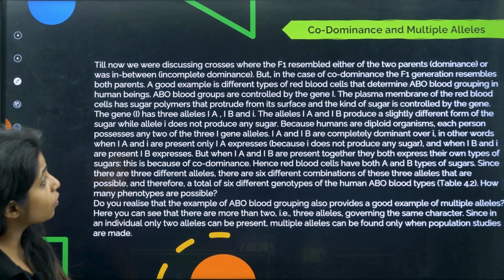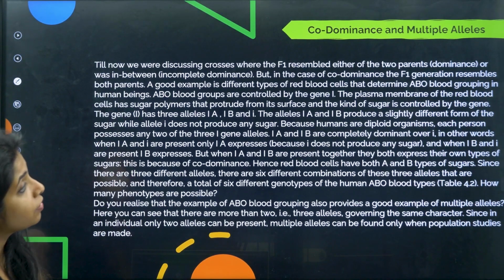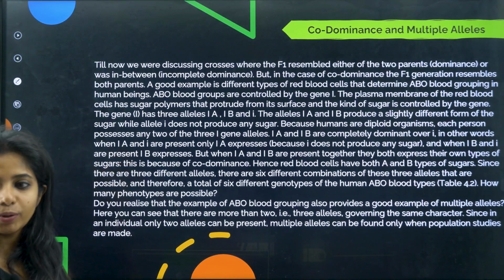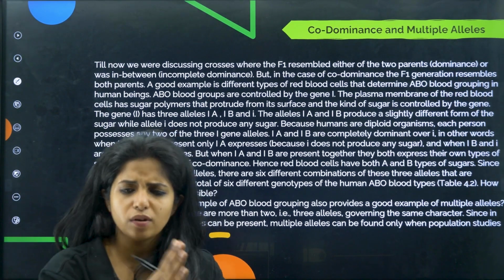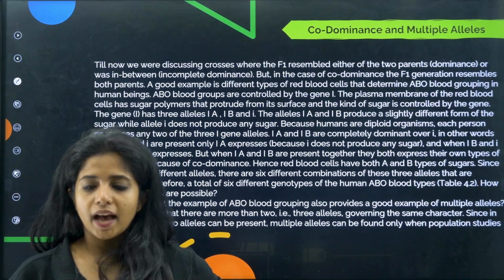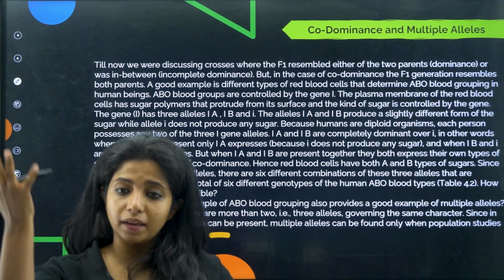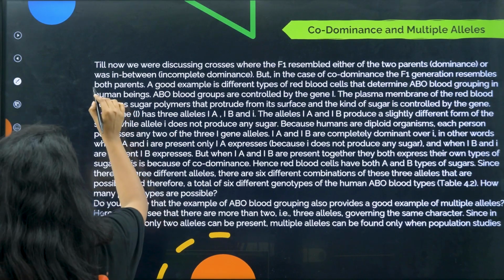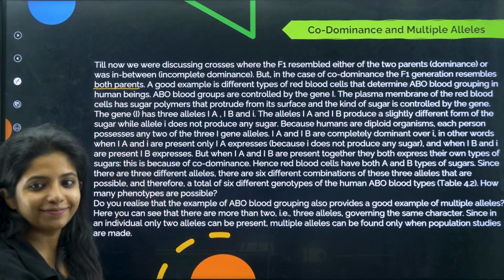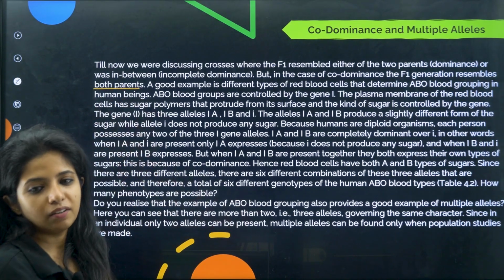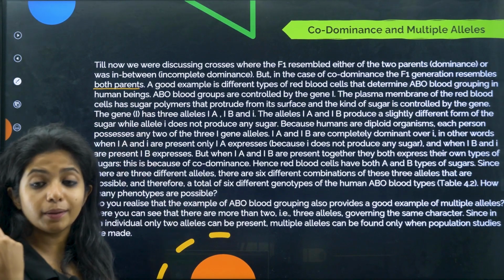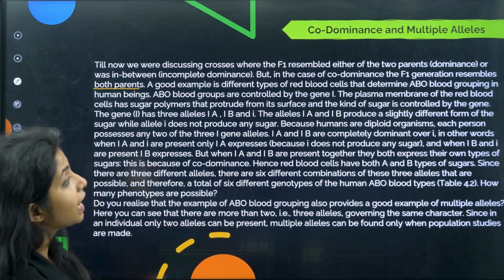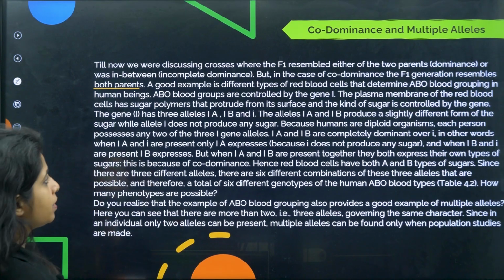Now, till now we were discussing crosses where F1 resembled either of the 2 parents, or was in between. Either of the 2 parents, as in it was completely dominant, tall or dwarf, tall. And incomplete dominance where it was showing pink color. But in the case of co-dominance, the F1 generation resembles both the parents. So first it was one parent, then neither of the parents, and now it is resembling both the parents. A good example is different types of red blood cells that determine ABO blood grouping in human beings.